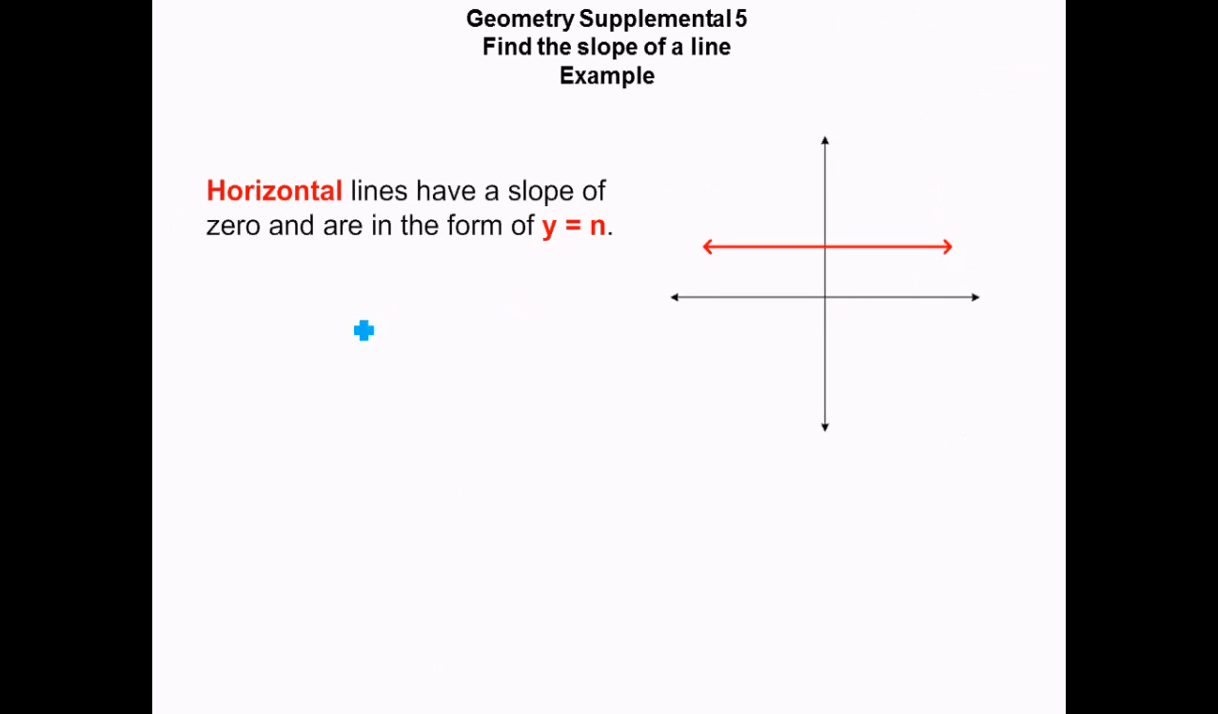Horizontal lines have no slope. Flat. Flat equals 0 slope. And in the equation, it's y equals n, where n is the number where it hits the y-axis. So if this was like 1, 2, 3, 4, that would be y equals 4.